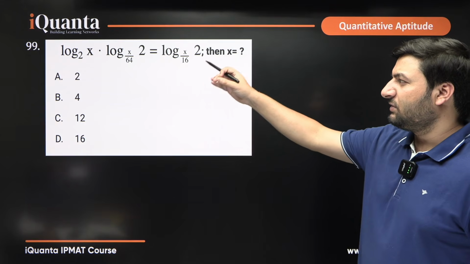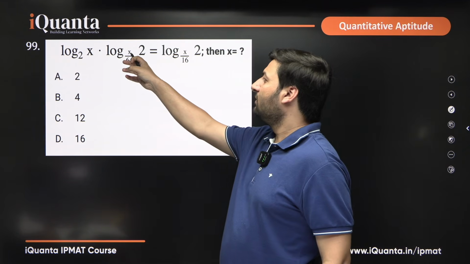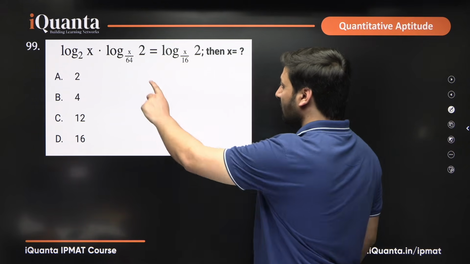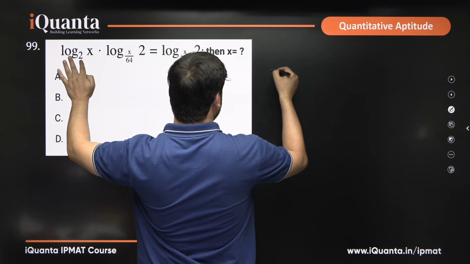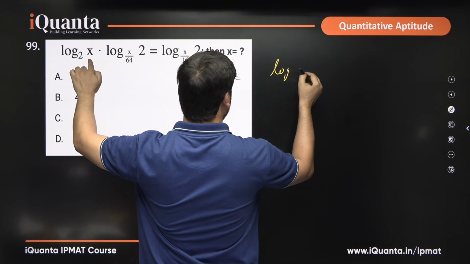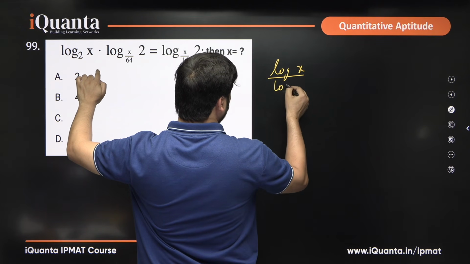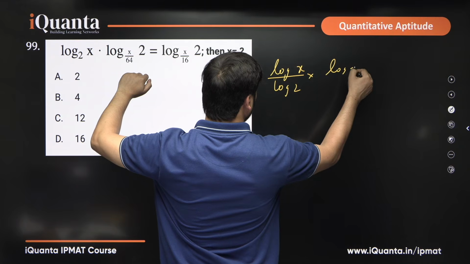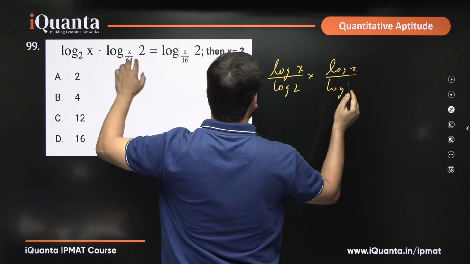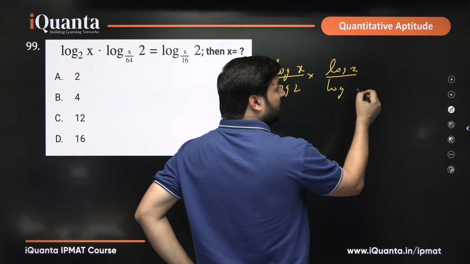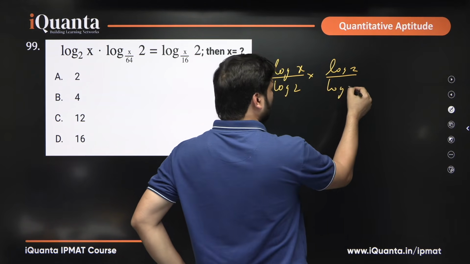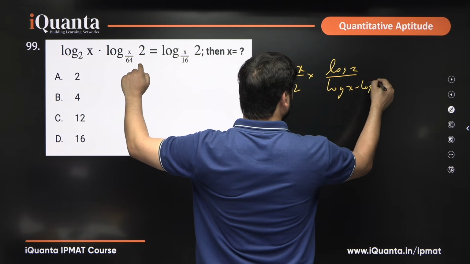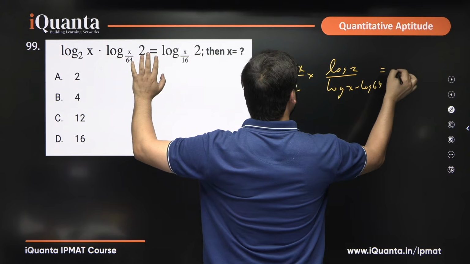Now let's try this question, log x base 2, then log 2 base is x by 64, this is log 2 base x by 16, then x equal to, okay. So can we say that this is log x base 2, that means log x by log 2? Can we say that this is log 2 upon log of x by 64? In bottom we'll have x by 64, you know that log a upon b is log a minus log b. So can I write it as log x minus log 64? This is using property of logs. Everybody should know this, okay?